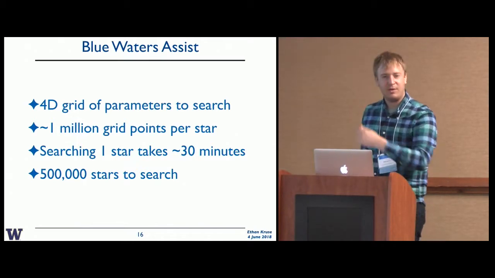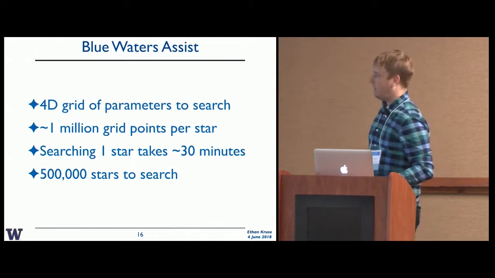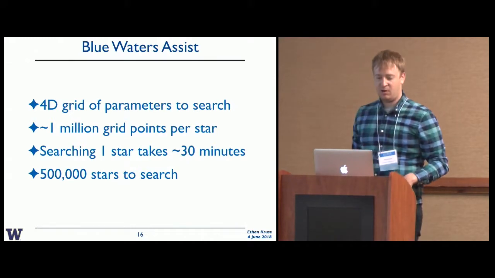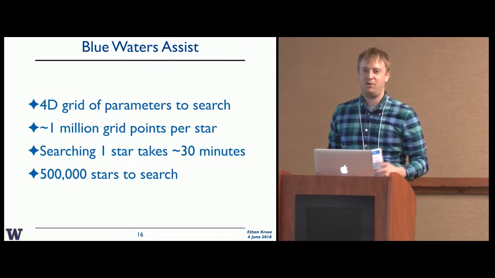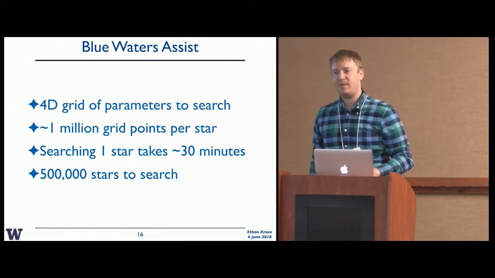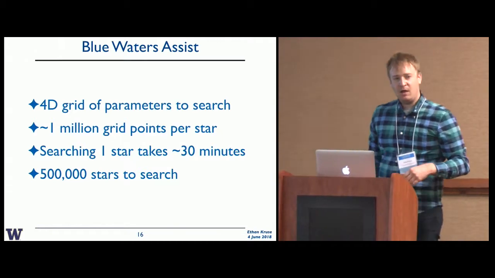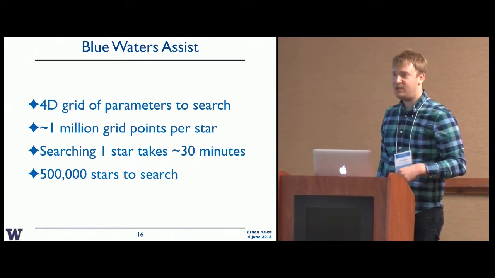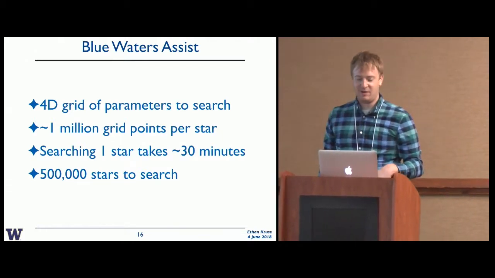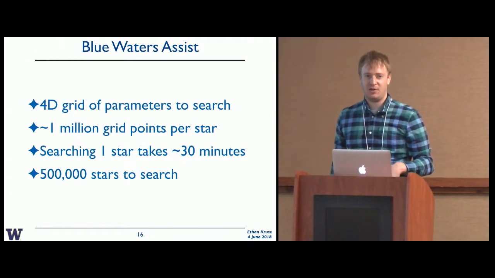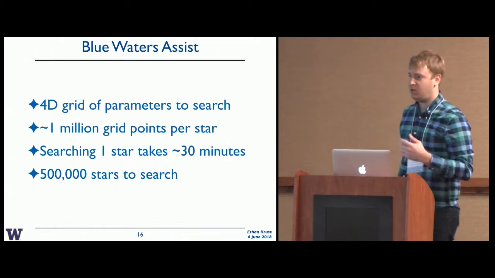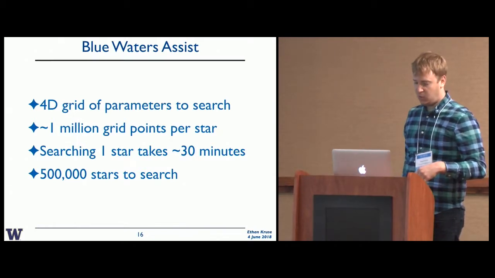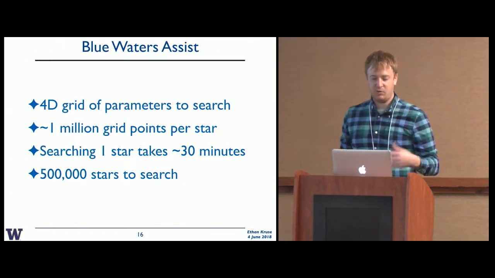So that's where Blue Waters comes in. I've got this 4-dimensional grid of potential planets to be looking for. It ends up being about 1 million different grid points per star, which takes about 30 minutes on a single CPU. And K2 at least, so far, has returned data for 500,000 stars. So this is a lot of CPU cycles just to search things once. And that's what I've been using Blue Waters for.